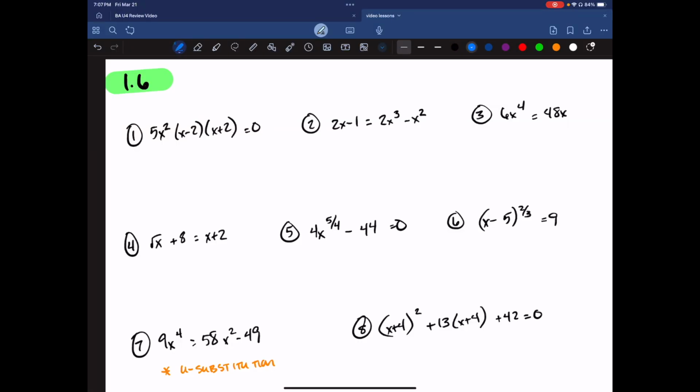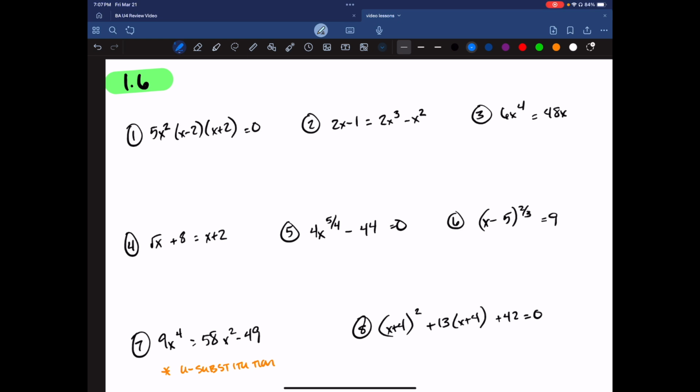Hey guys, and welcome to 1.6. In 1.5, we talked about how to work with quadratics using completing the square, factoring, quadratic equations, the square root property, all that stuff to get to what the values of x are. And in 1.6, we're going to take that a little further and look at some different methods that will help you continue to factor or get things in factored form.